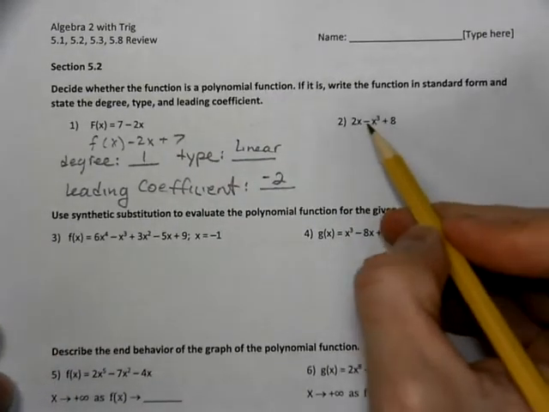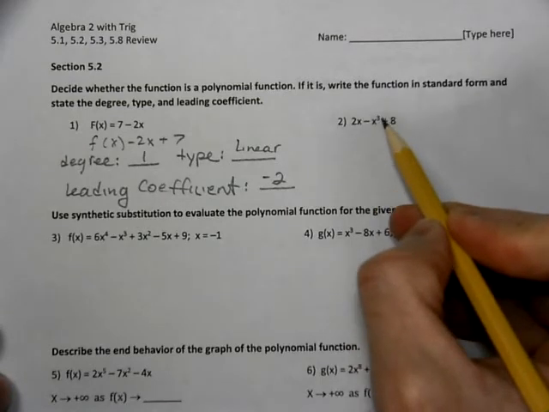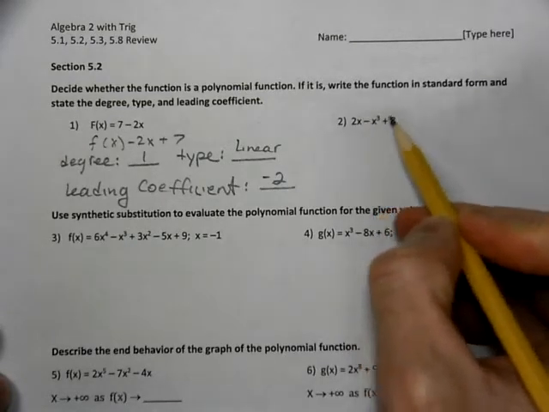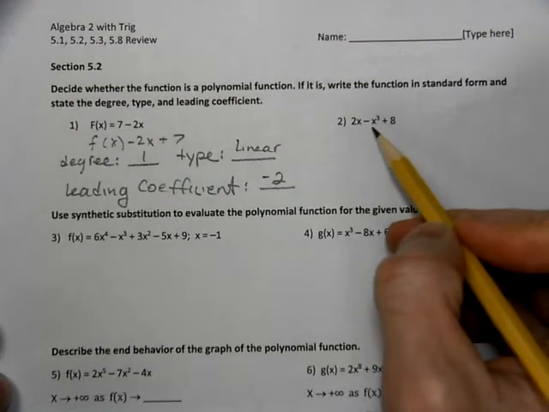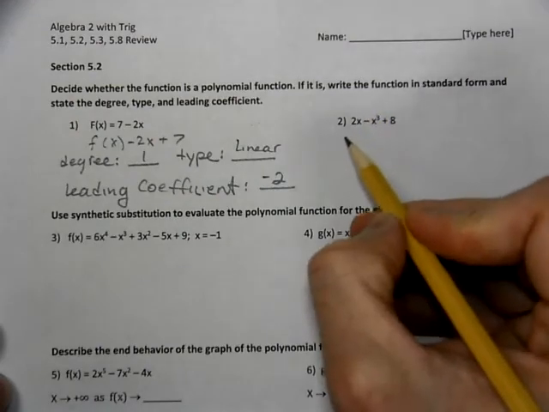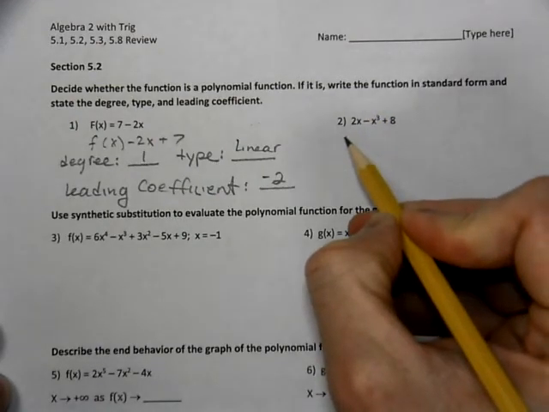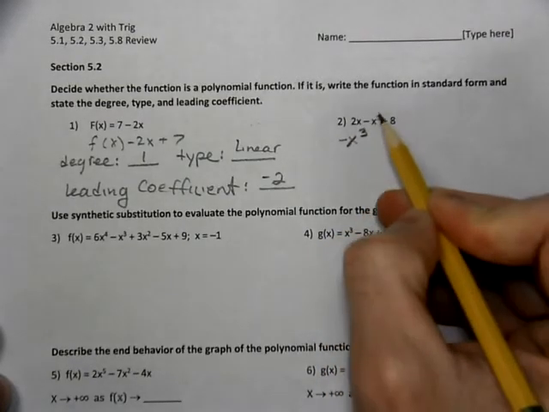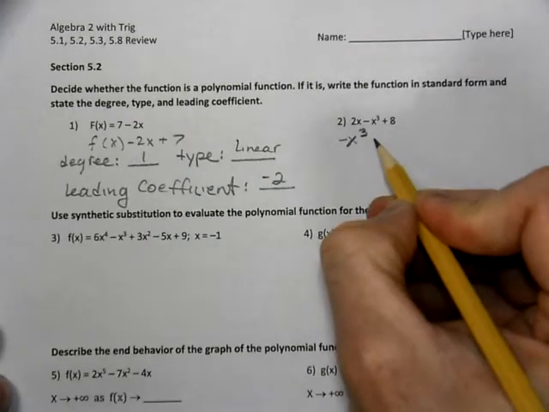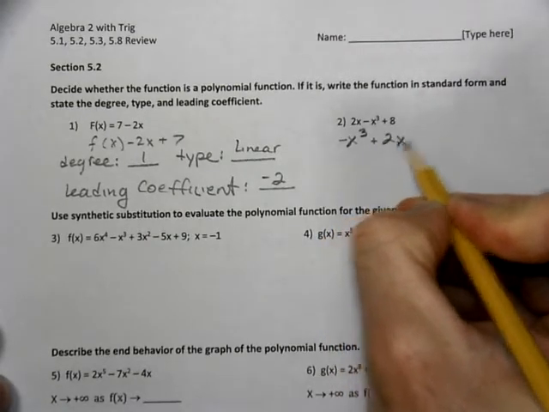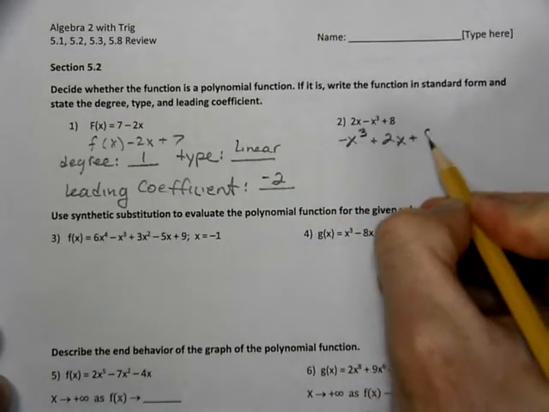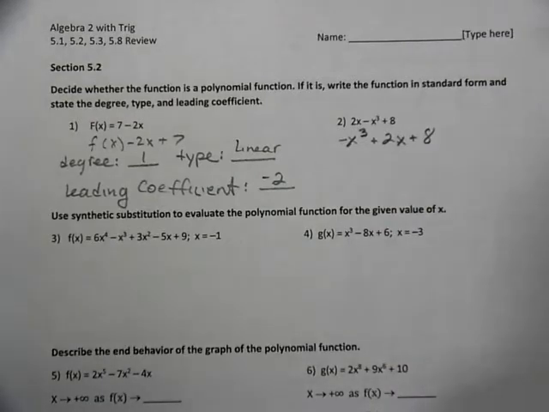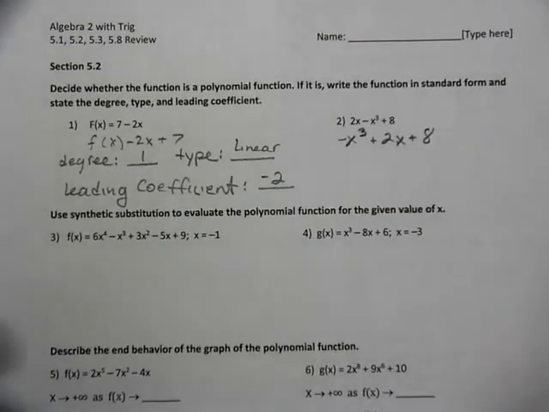On this side, we see that our exponents are 1 and 3, so this is definitely a polynomial. So we're going to say that standard form would be negative x cubed, because that's your largest exponent. Then you have your next largest exponent, and then you go down to your smallest exponent, which would be x to the 0 power.